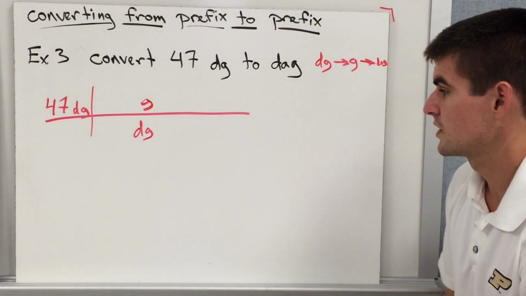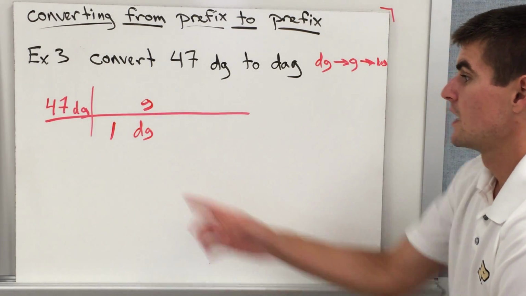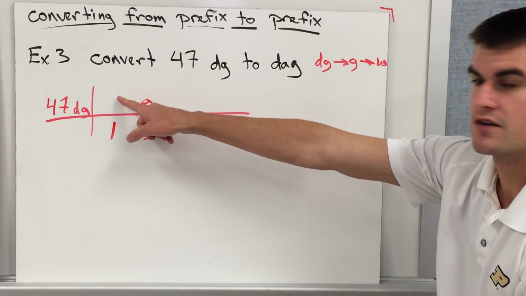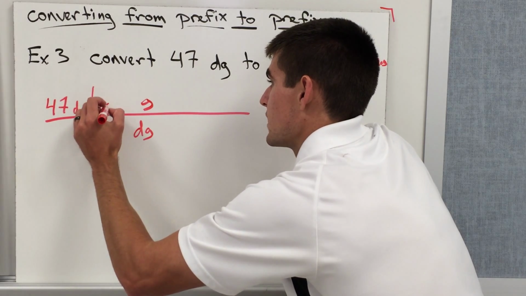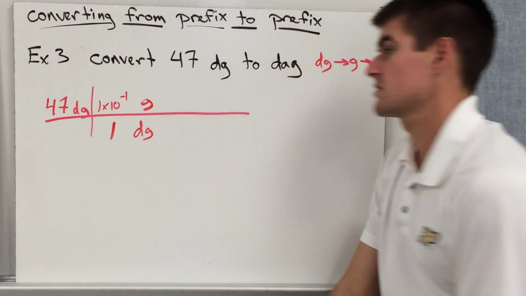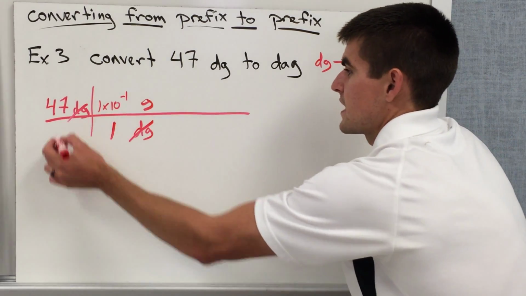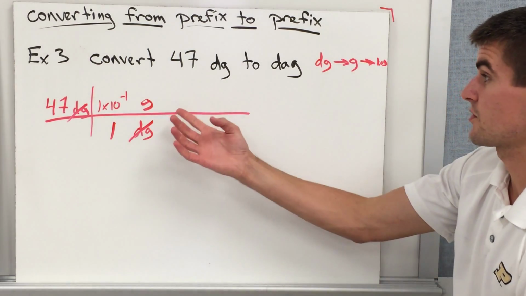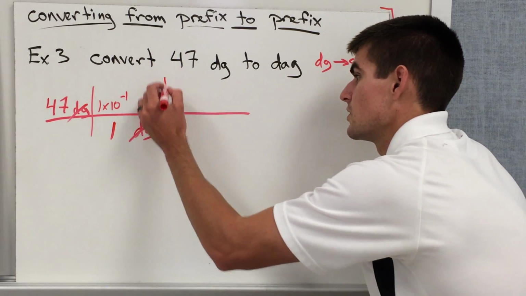Same process as before: 1 goes next to the one with the prefix, and then we use that prefix to figure out our number up top. So deci is 1 times 10 to the negative first. Be careful there. Decigram cancels, left with just gram. That gets us halfway there. And then we just continue on.